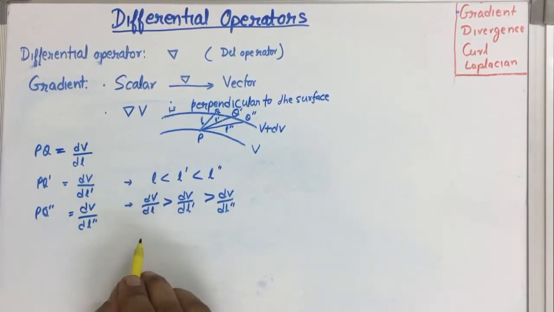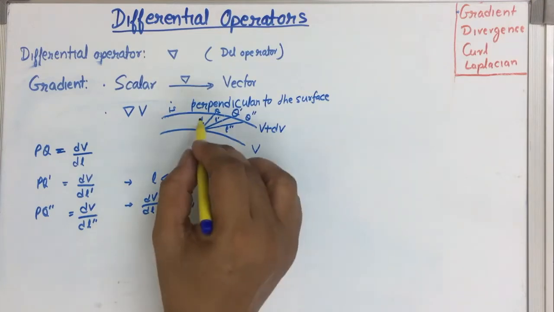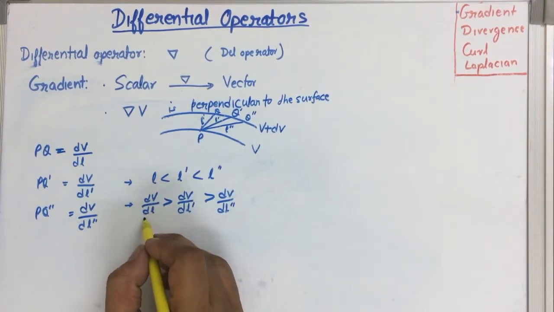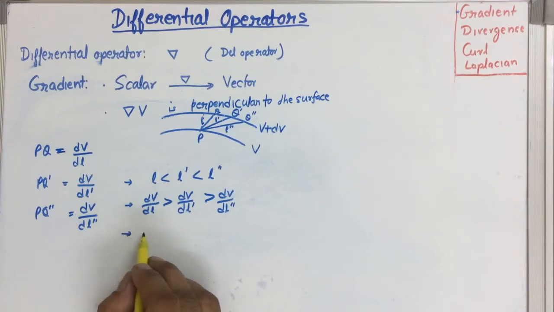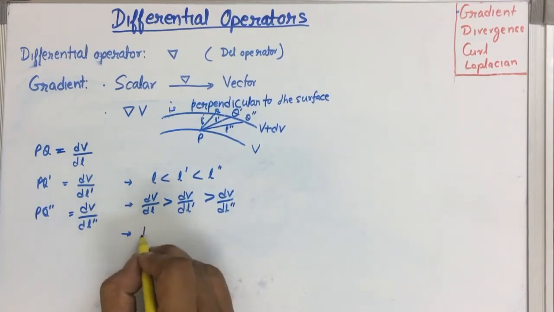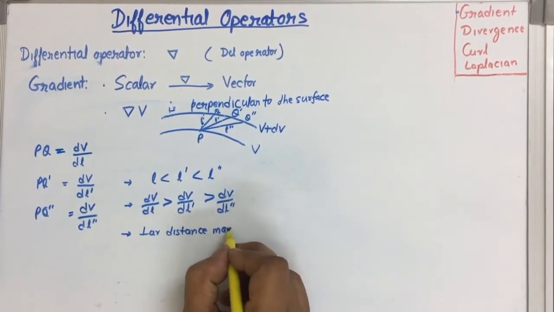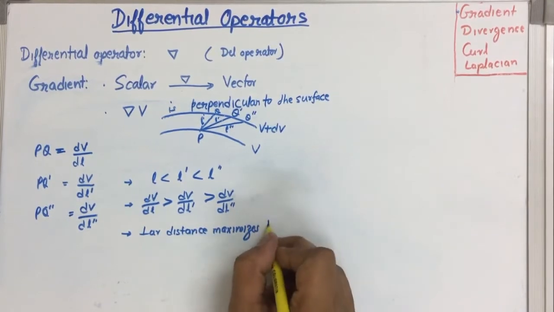In this way, what can we observe? We can conclude that the perpendicular distance is minimum, and in that case the rate of change of V is maximum. So we can write this: the perpendicular distance maximizes the change.